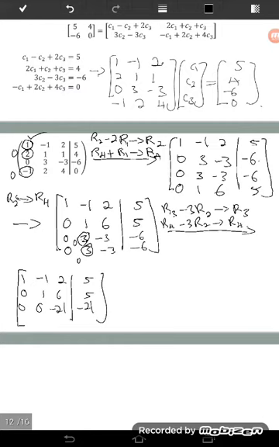Okay, next, row number 4, same thing. 3 times by 3 minus 3 times 1, 0. Minus 3 times 6, negative 21. And then negative 6 minus 3 times 5, negative 21.